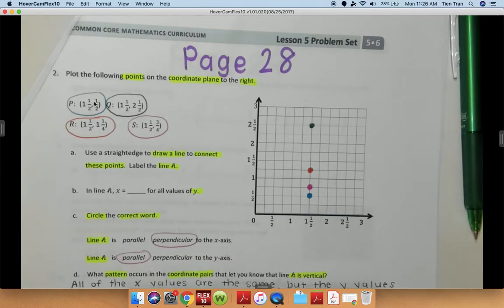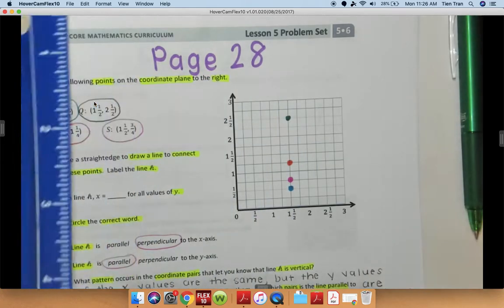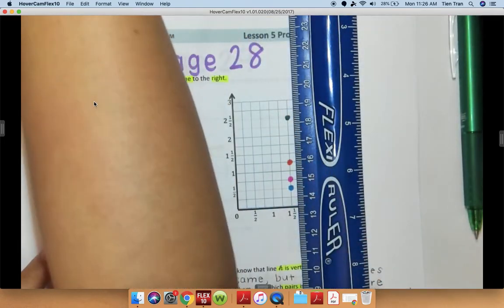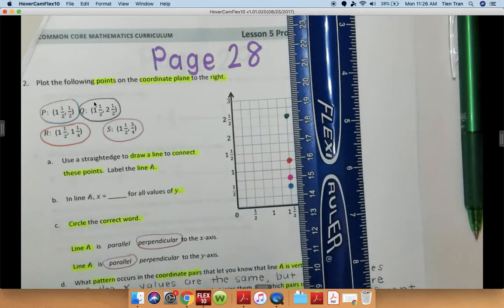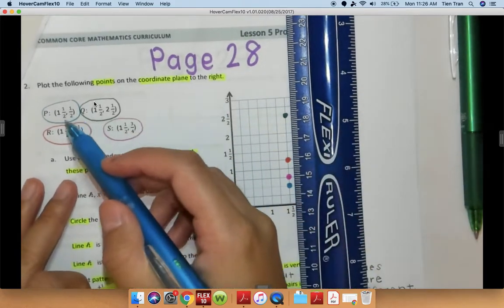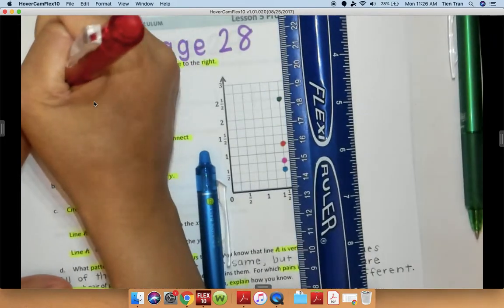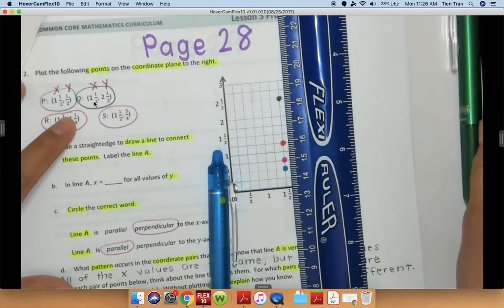So I'm going to start with the letter P. I'm going to use a ruler, or you can use a piece of paper, whatever helps you see where the plots are. Sometimes it helps to move it around so you can see it. Right here it asks you to find the x and y coordinate. The x coordinate is going to be 1 and 1/2, and the y coordinate is going to be 1/2.